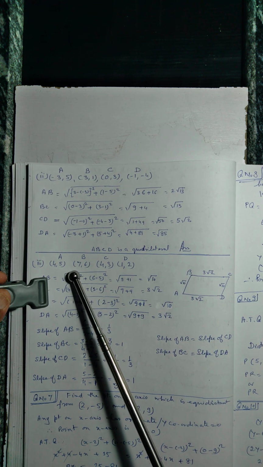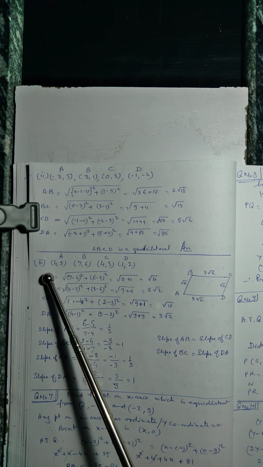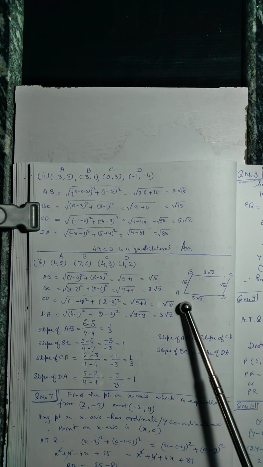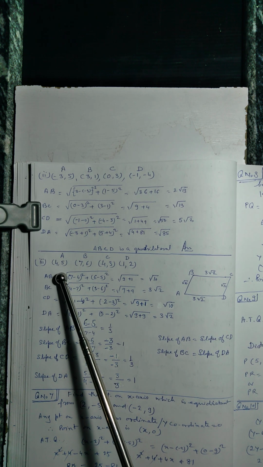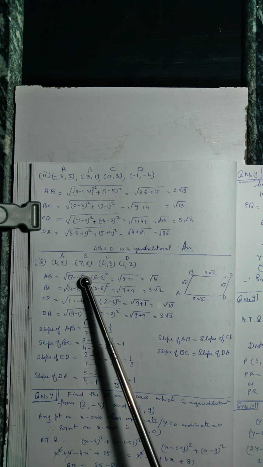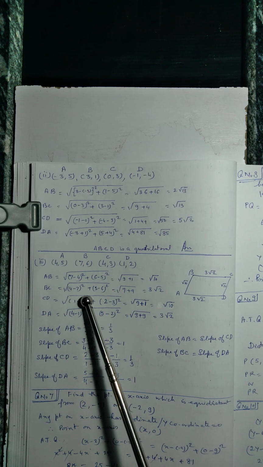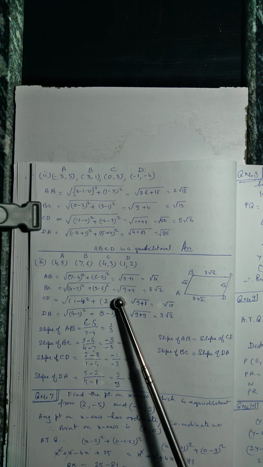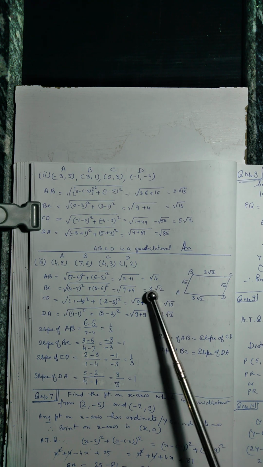Now proceed to the third part of it, that is A, B, C and D. You see here I have written A, B, C and D. A is 4, 5, B is 7, 6, C is 4, 3, D is 1, 2. Now AB is equal to (7 minus 4) whole square plus (6 minus 3) whole square, that will be equal to root of 9 plus 1, that is root 10.